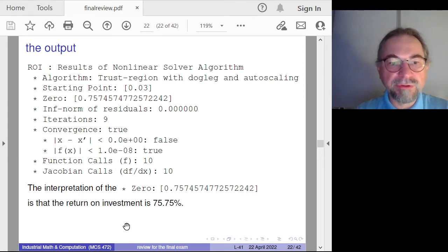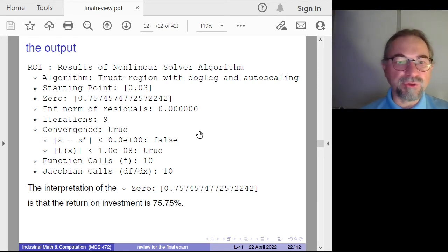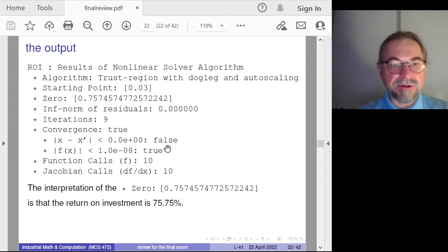The return on investment is 75.75% when rounded to two decimals after the dot. So this is how one should interpret this 0 here. And you can see that it gives all kinds of indications on the accuracy. If we only needed 2 decimal places after the dot, then you see we are more than accurate enough. Okay, so we have now 3 questions solved and we are over the half of this lecture.